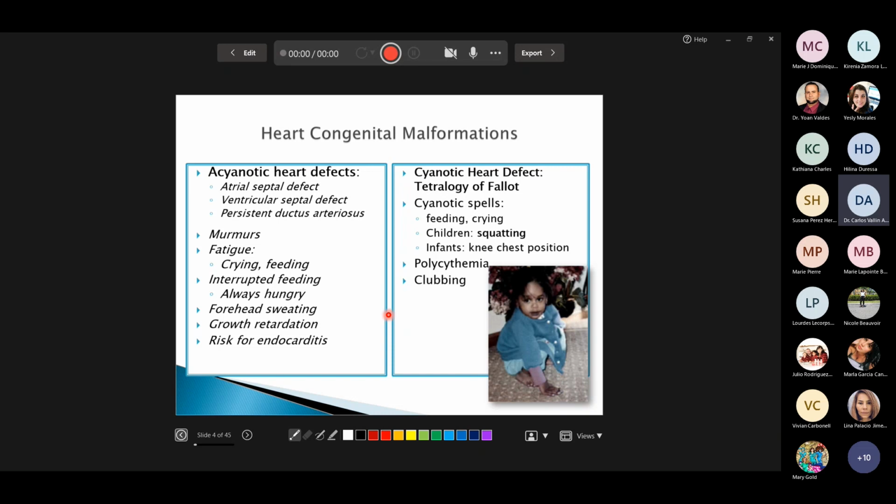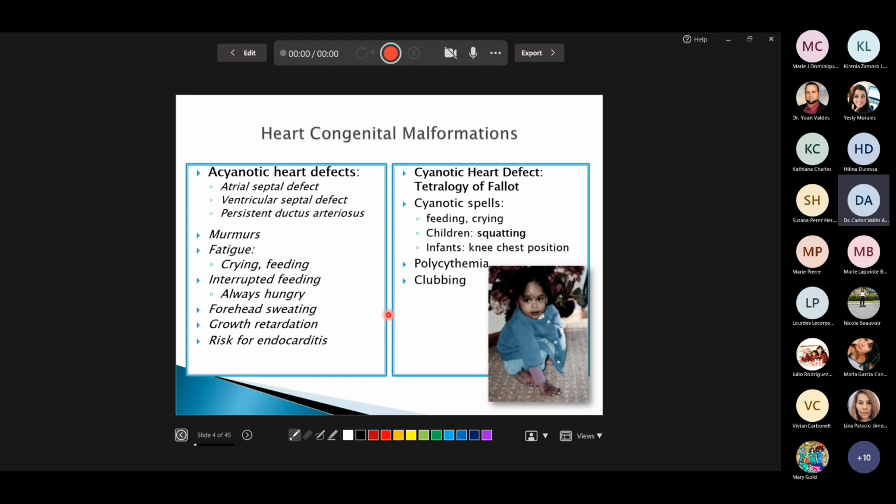Some, and the most frequent, do not produce cyanosis. Some, the minority, can produce cyanosis. You need to know that. The most common don't produce cyanosis. The most common are holes, abnormal holes or defects in the walls that separate the right heart from the left heart. So you have atrial septal defect, ventricular septal defects, and patent ductus arteriosus, that are abnormal communications between the left and the right heart that shouldn't exist. You don't need to know that in detail.